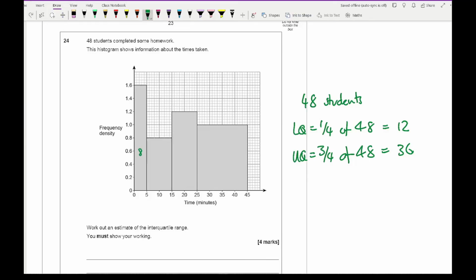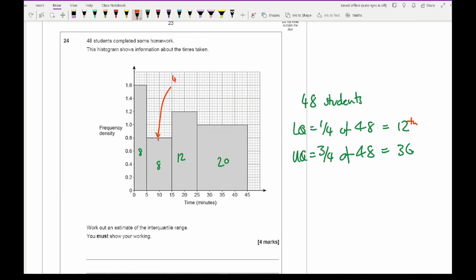10 times 0.8 is 8. Then 10 times 0.12 is 12. And then it'll be 20 times 1, which is 20. So to find the 12th person, I'm going to need 4 people from this middle box here. So I need to find the 4th.